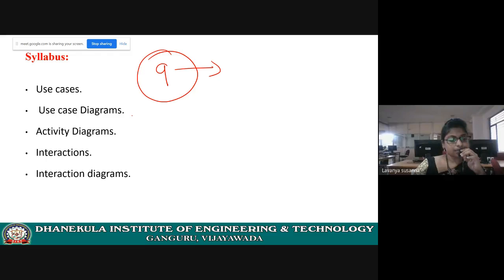Yes, first diagram is class diagram. Second diagram is object diagram. Third is use case diagram. Next, sequence diagram. Next, class diagram, object diagram, use case diagram. Next, sequence diagram. Very good. Navya, very good. Sequence. Collaboration diagram.